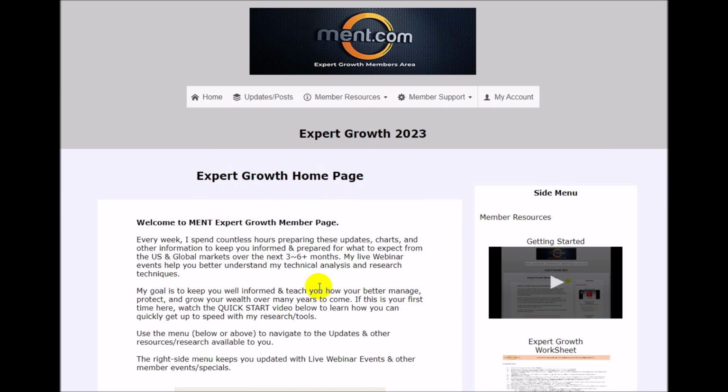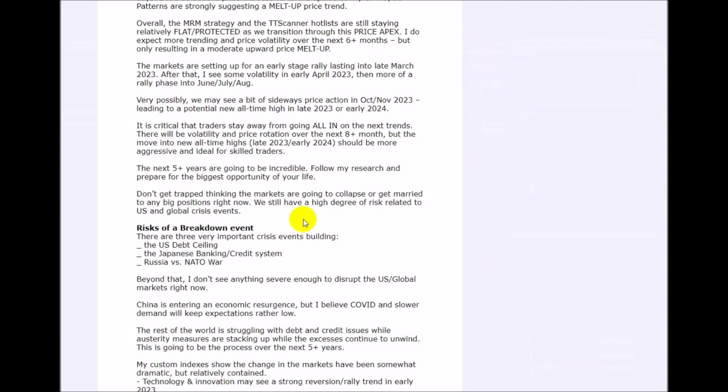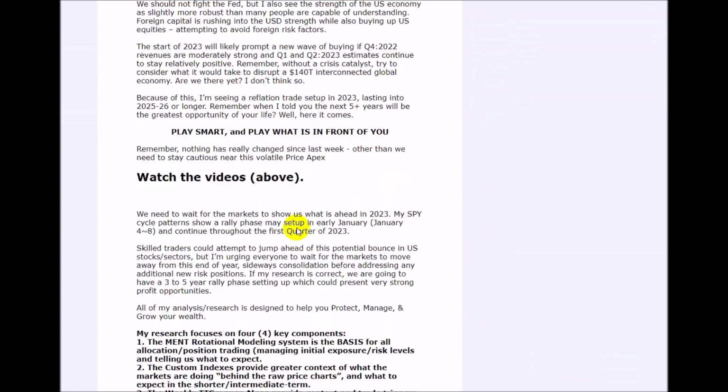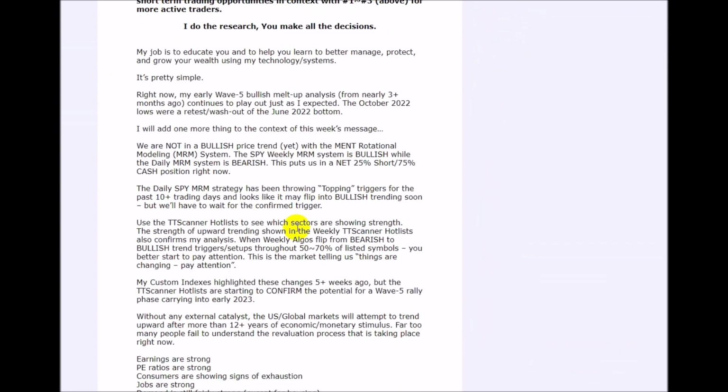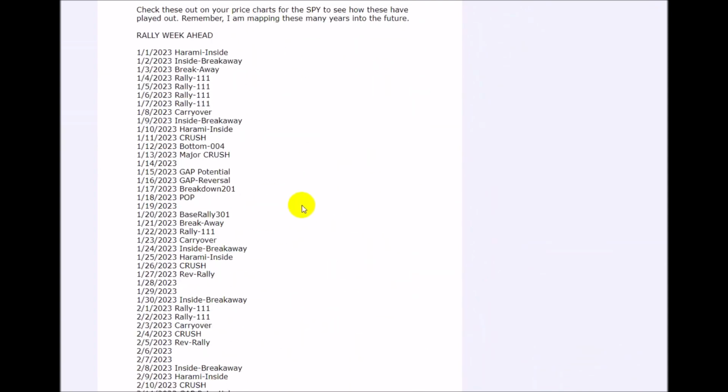Okay, so now over in the Expert Growth homepage, pretty much you get the same thing but more. What I'm doing in here is I've broken this down into 3 components. You get the updates, where I deliver the updates to you every weekend. This was the last update. You can see that it's very detailed, moderately lengthy, plenty of information in here for you to understand what's going on over the next 2 or 3 weeks, if not longer.